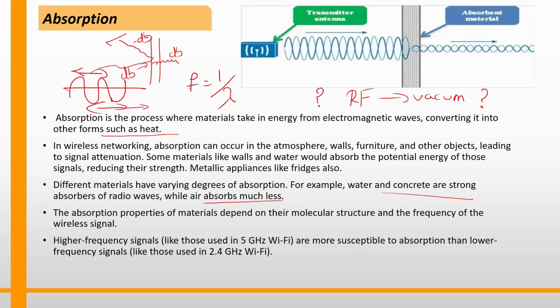When you increase the frequency, the wavelength will be shorter. When the frequency increases, the wavelength decreases. When you decrease the frequency, the wavelength increases. So that is the relationship between frequency and wavelength.